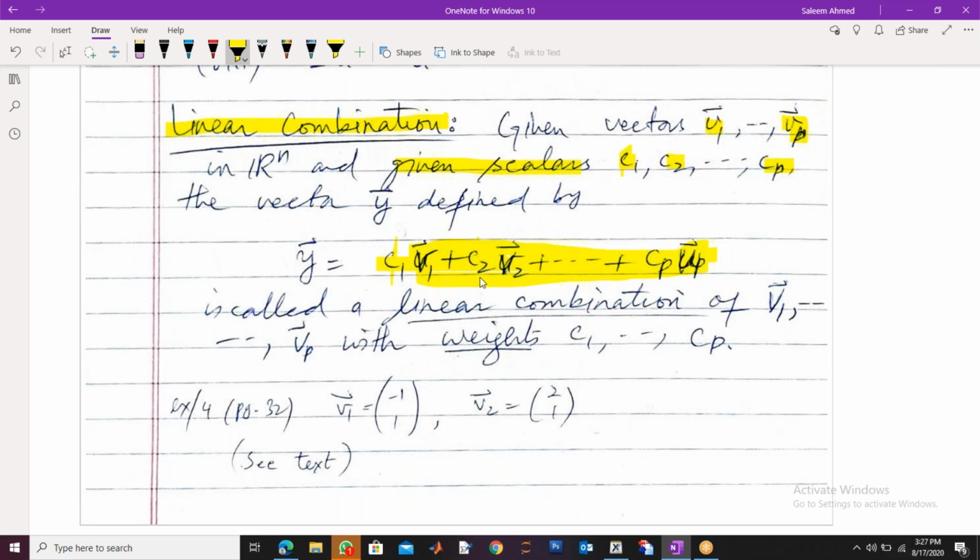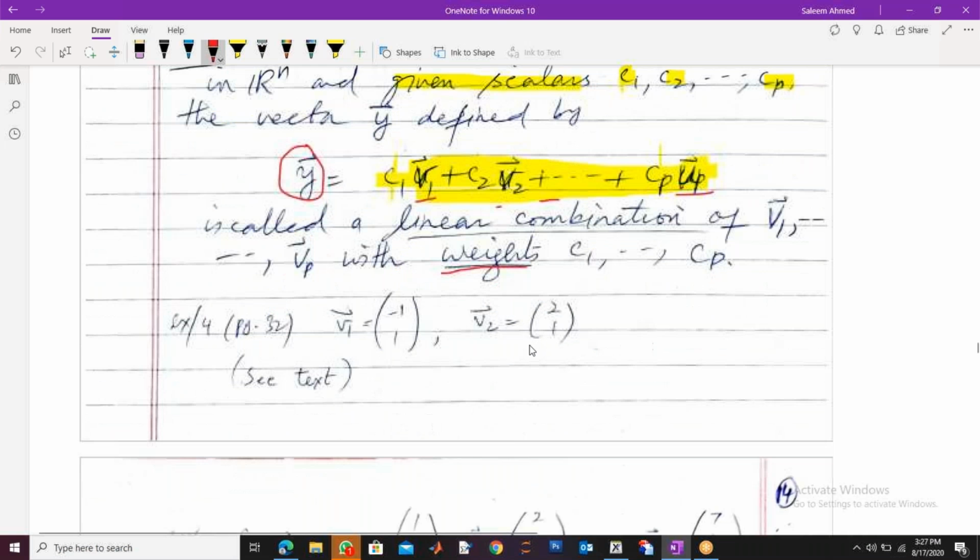We introduce scalars on our own. This is called the linear combination of vectors v1, v2, v3 up to vp. Okay, so this is a new vector. We can call it y. It's another vector. So a linear combination of vectors is also a vector, and these constants c1, c2 are called weights because you can change the weights.